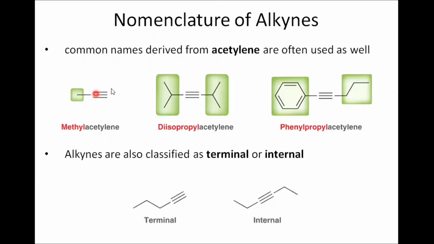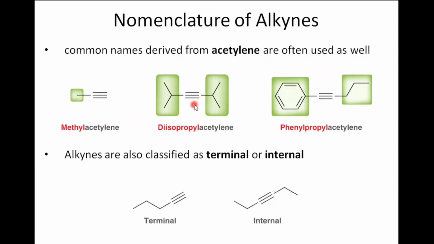So common names derived from acetylene are often used as well. So there are also some common names of alkynes, for example, derived from acetylene. For example, this is acetylene, and this is a methyl group. So its common name is methyl acetylene. We can also write this as methyl acetylene. The second common name: this is an isopropyl group and this is also an isopropyl group, as this contains 2 isopropyl groups, so diisopropyl acetylene.